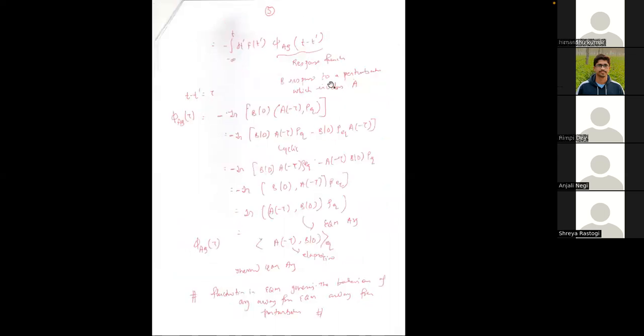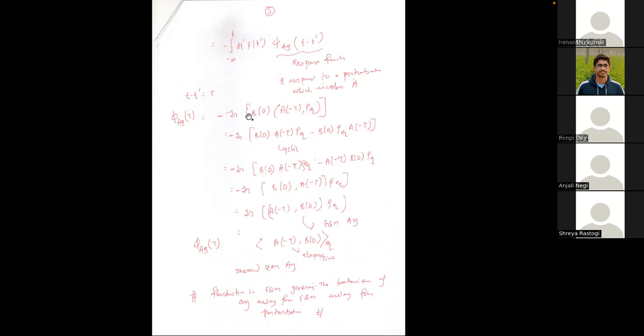Now, just for this function: when we apply any perturbation, there is some response in B. That particular function is what they have called the response function. Now, changing this variable t minus t prime to tau, we have expanded this response function further.